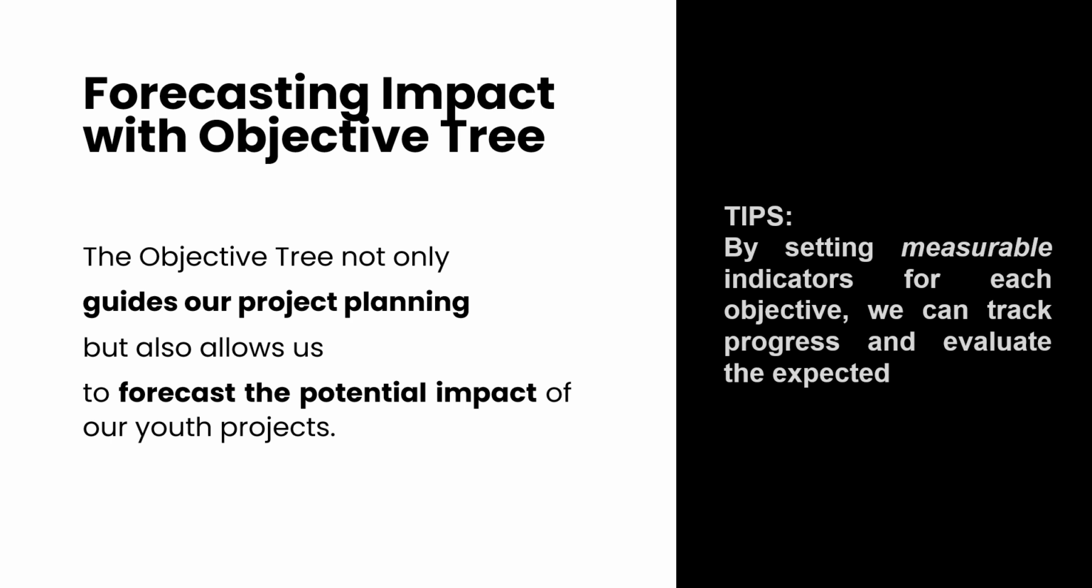Of course, the objective tree is not only a guide for our project planning, but it also allows us to forecast the potential impact of our youth projects. By setting measurable indicators for each objective, we can track progress and evaluate the expected impact. So we have to be realistic, we have to be specific, and we have to have a clear picture of the impact we want to reach, but at the same time we have to count our steps from the roots.